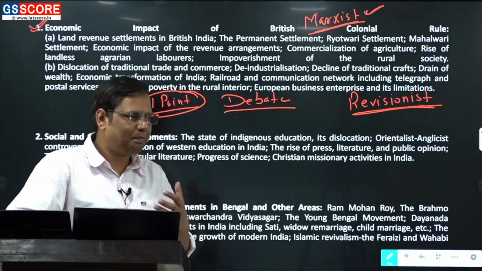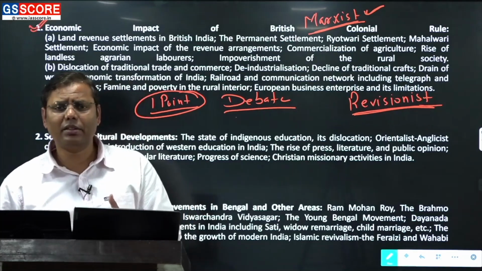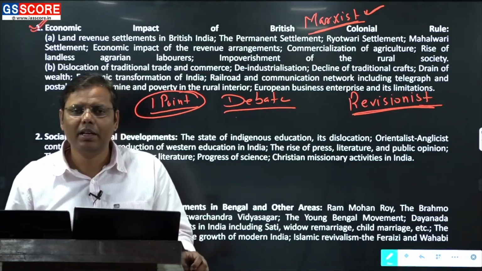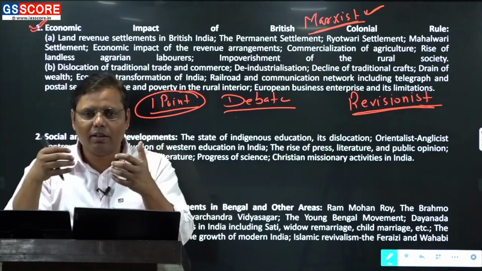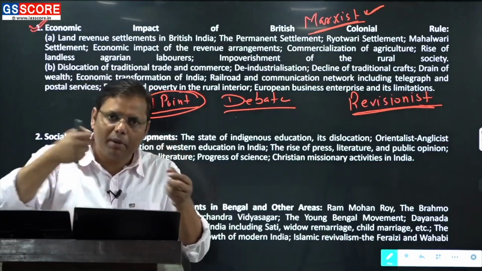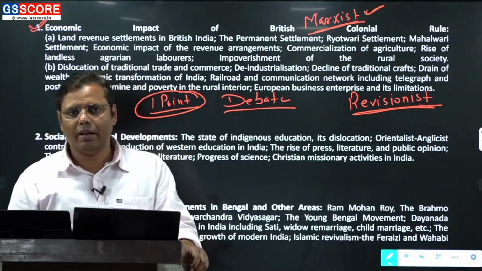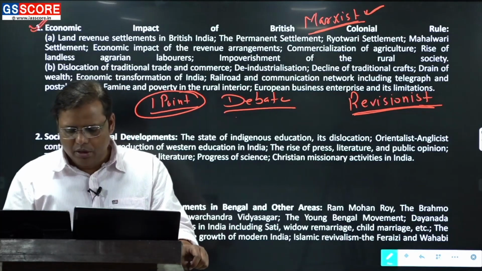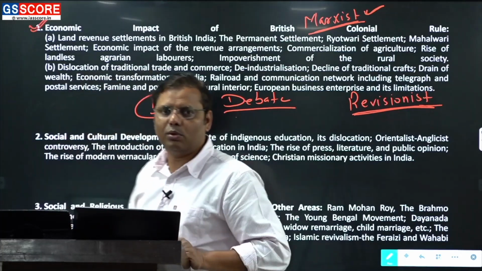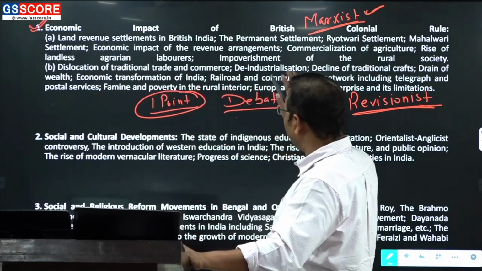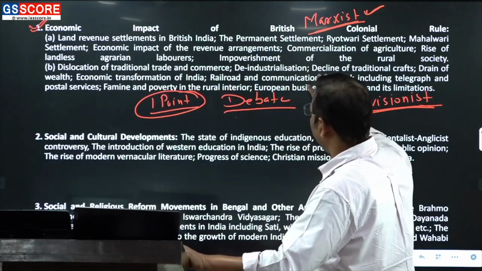So while reading the permanent settlement or other economic topics, don't see it as one whole topic. Rather, from this topic, many minor dimensions could be plucked and framed in the form of questions and asked to you. So that's how, whenever you cover the economic topics, this is the approach you are supposed to follow in this part. So that's all about this economic part.